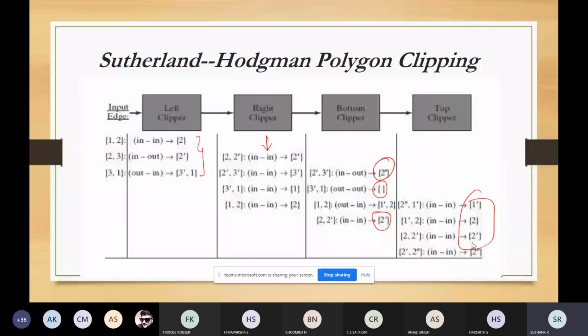So here you should just know what your output should be when both the points are inside. If you know that condition, you can easily solve this. Any doubts here? Any doubts?